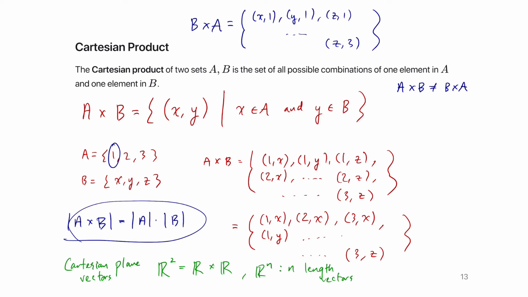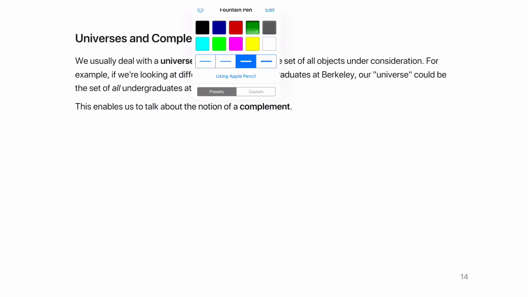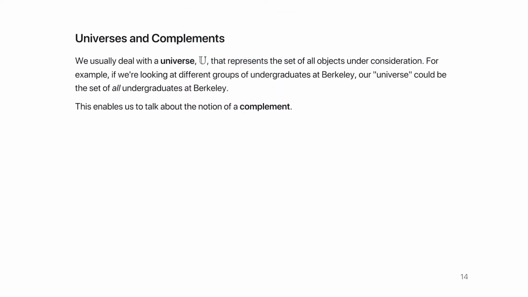Any other questions about set operations so far? Okay, I'll keep moving forward because we have a lot of things to cover today. We have 40 slides. I don't know if we're going to get through it all.